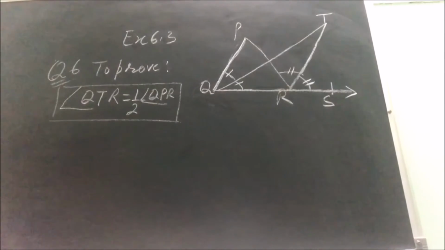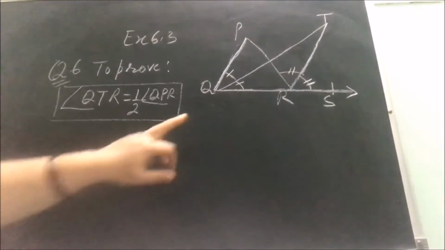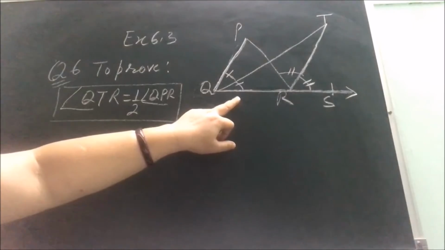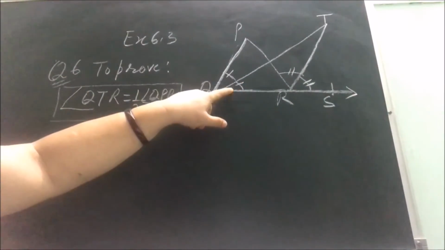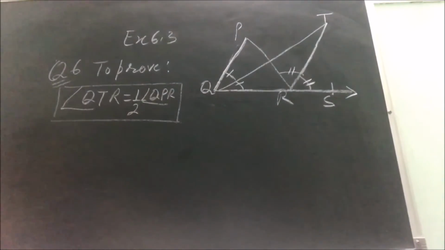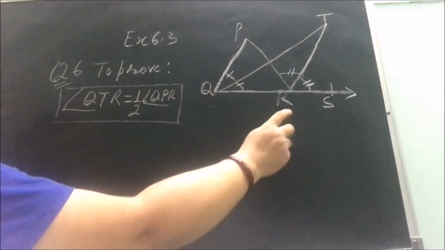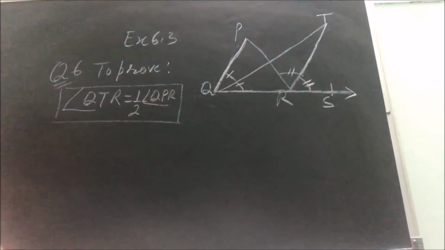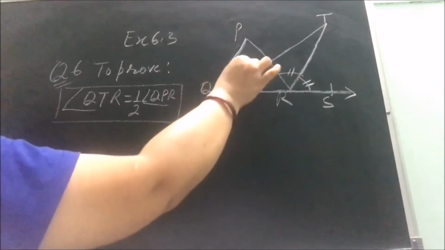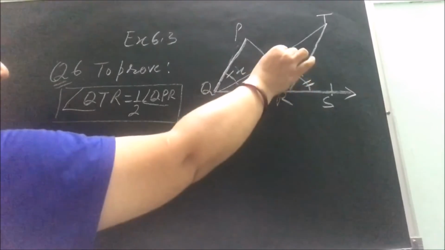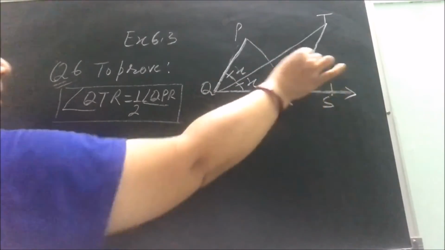Today we will do question number 6 of exercise 6.3. In this figure is given to us. QT is the bisector of angle Q. So that means these two angles are equal to each other. Similarly, RT is the bisector of exterior angle R. So these two angles are equal. This is the bisector, these two are equal. We name them x and here we name them y.